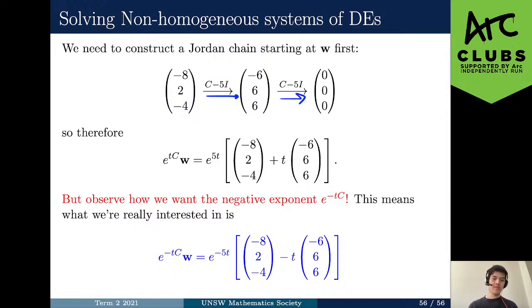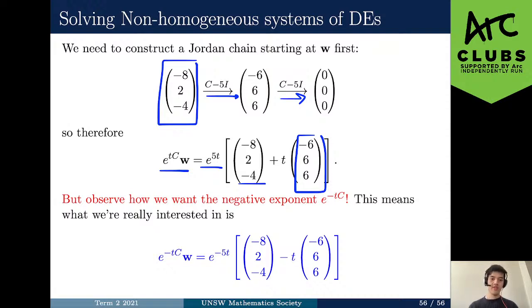And so when I apply the matrix exponential to it, I just take out e to the 5t, and then I have the first term, that's the generalized eigenvector, and then this is the next one in the Jordan chain, and I have the t, because that's the formula for this sort of process.